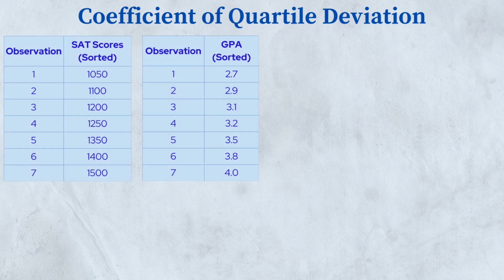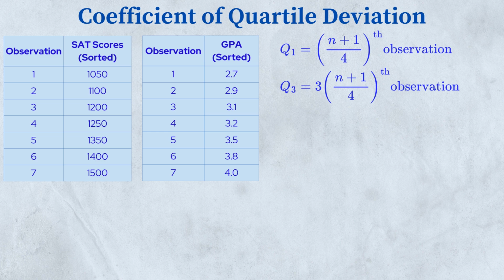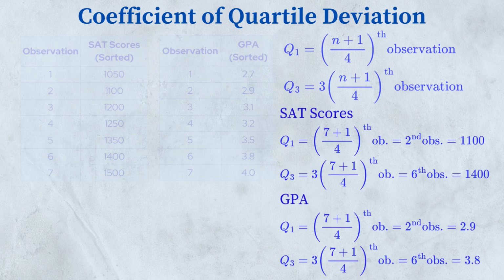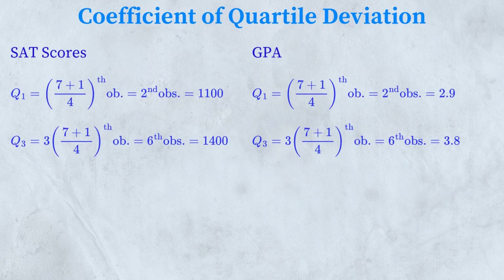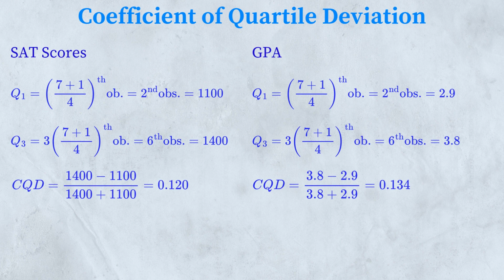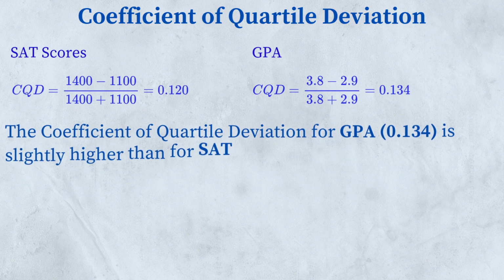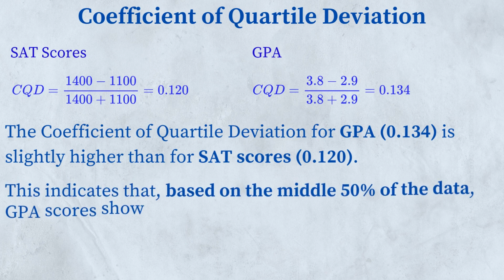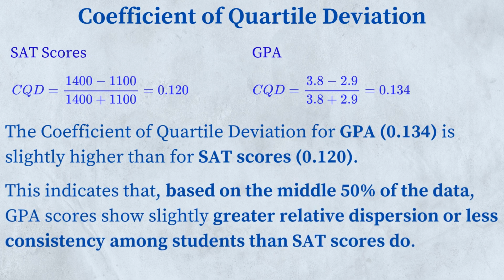ascending order. Then, calculate the first and third quartiles using their respective formulas. Finally, insert these quartile values into the coefficient of quartile deviation formula. The coefficient of quartile deviation for GPA is slightly higher than for SAT scores. This indicates that, based on the middle 50% of the data, GPA scores show slightly greater relative dispersion or less consistency among students than SAT scores do.